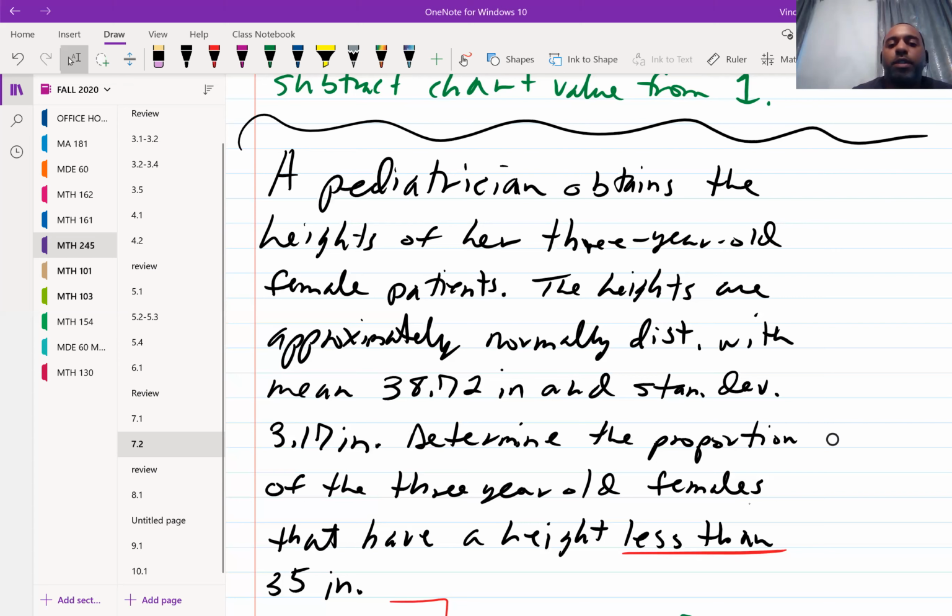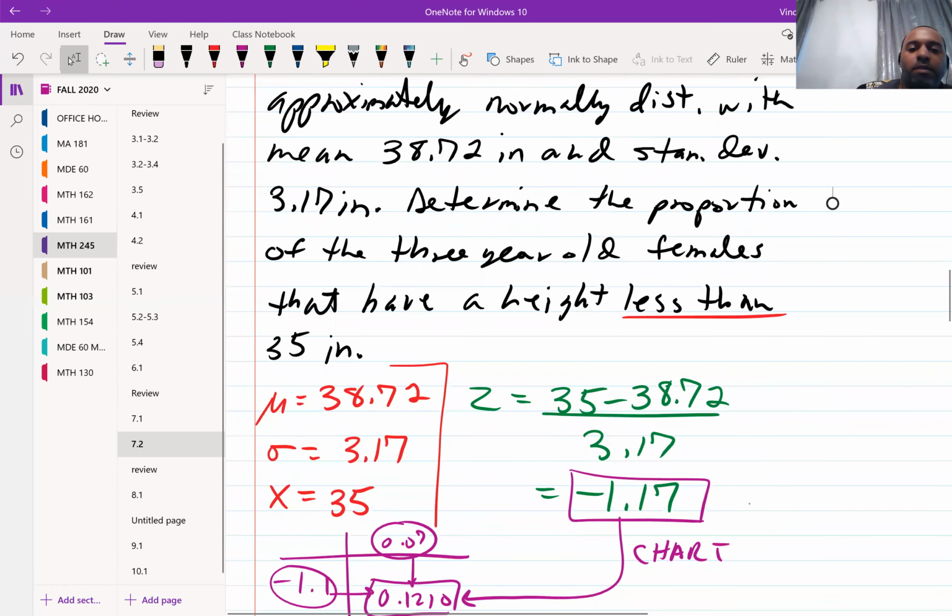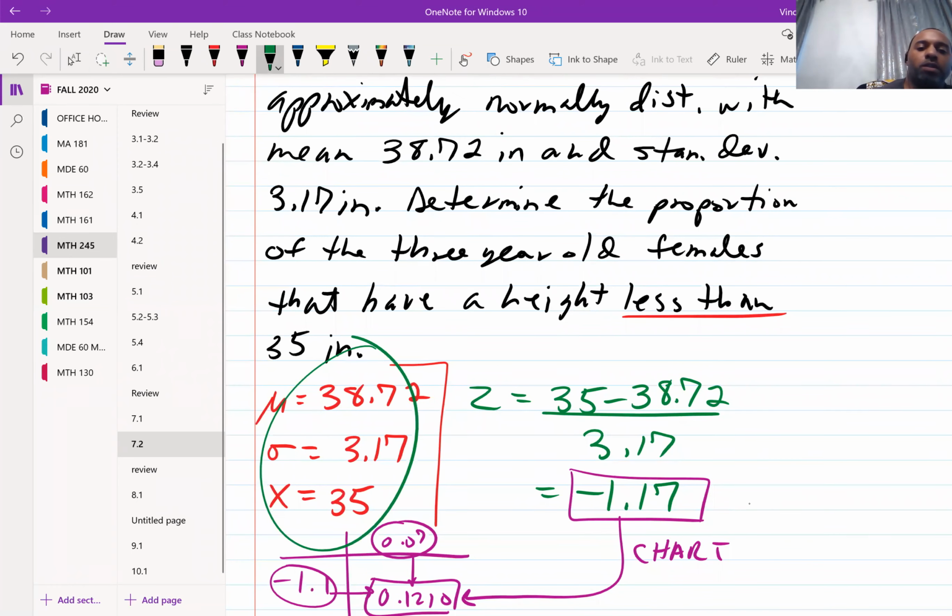All right, so they gave us the mean, they gave us a standard deviation, and our data value is what we are evaluating. We want to know how many of our three-year-olds have a height less than 35 inches. So X is going to be our 35. That's what we wrote right here, just gathering information that's given to us. Mean is 38.72, standard deviation 3.17, and then the value in question is 35.